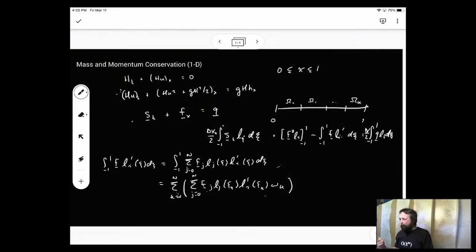Now one of these sums goes away because we have the Kronecker delta here, delta jk, so only j equals k survives, and what I'm left with is the sum k equals 0 to n of f, again j equals k survives, so f sub k, L'_i(ξ_k) ω_k. So I get a little bit of a derivative operation going on here.